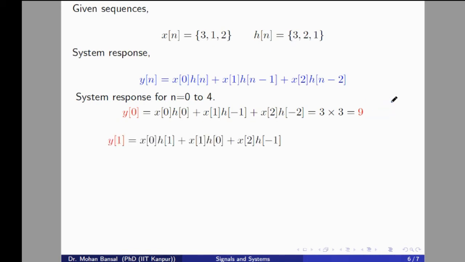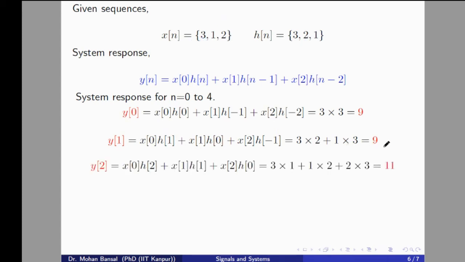Similarly, we substitute n equal to 1 and we get x0 h1 plus x1 h0 plus x2 h[minus 1]. Here x0 h1 and x1 h0 are finite values given in the question, but h[minus 1] is 0. So we get x0 h1 plus x1 h0. x0 is 3, h1 is 2, so we write 3 into 2, and x1 is 1 and h0 is 3, so 1 into 3. So 3 into 2 plus 1 into 3 gives 9, and so on.